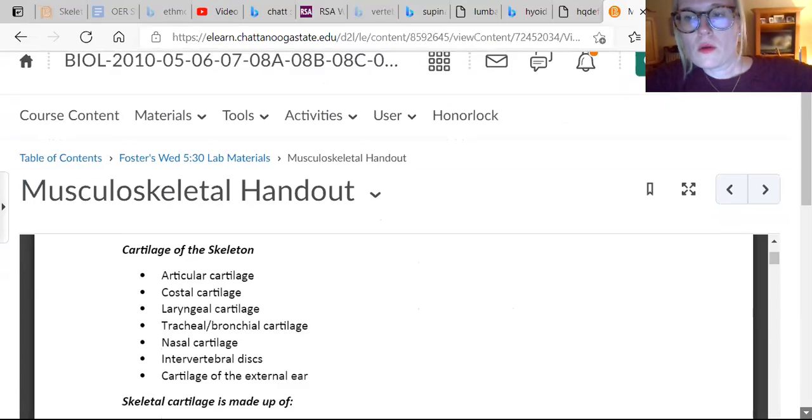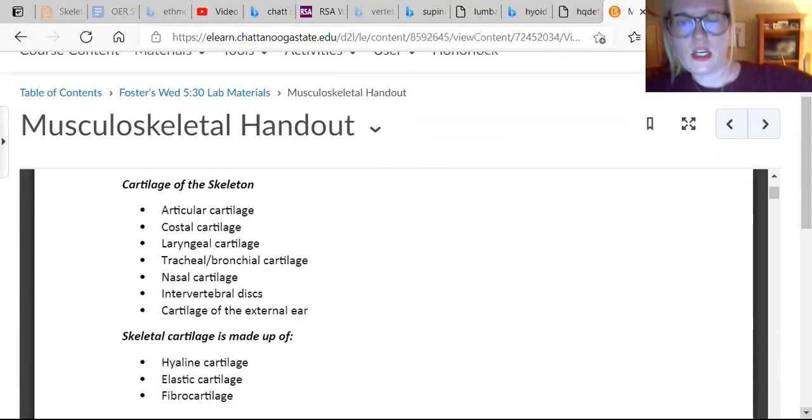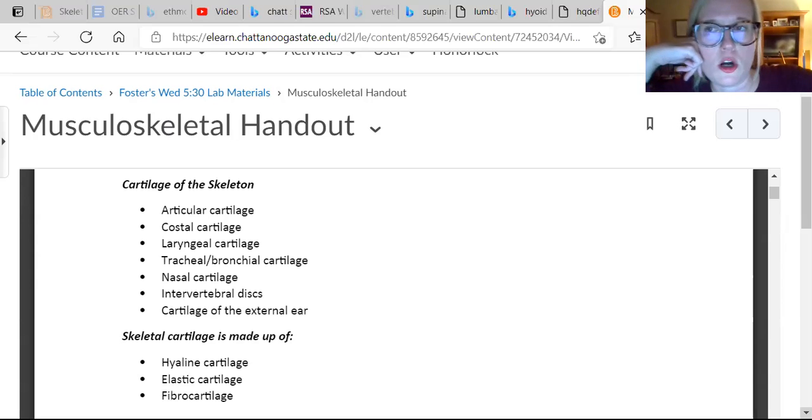Okay. Now, we're going to scroll down and we're going to talk about where cartilage is found. And then I'm going to mention the cartilage that we had to know for the tissues. When you had to learn about connective tissue, you had all of these tissues that are going to be listed here. So first off, let's talk about where cartilage is found in the skeletal system. You have articular cartilage, that's in between the bones to create a joint. You have costal cartilage, which is the attachments from the ribs to the sternum.